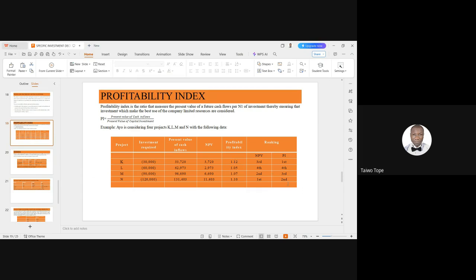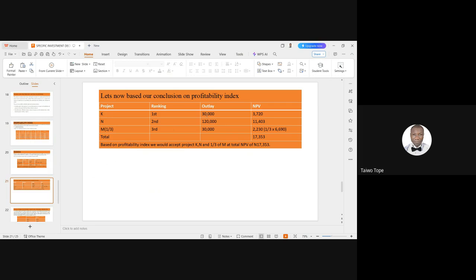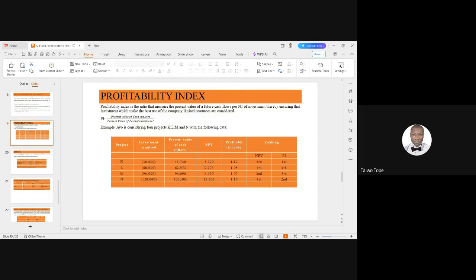We have project N, and how much do we need to invest? 120, and that is why we have 120 here. We have how much left? Because we have 30,000 left, so 120 plus 30 is 150, and we have 180,000 to spend, so we are left with 30, which is ranking next based on profitability index.